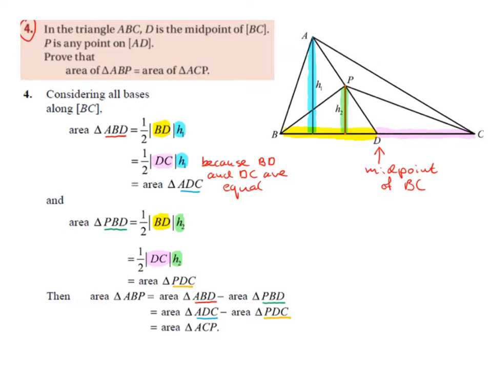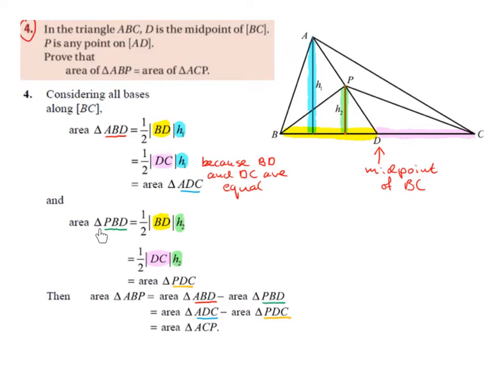And we know that BD is equal to DC, so we're going to swap the BD for DC, because BD and DC are equal, because D is the midpoint of BC, therefore BD must be equal in length to DC. So the area of the triangle ABD can be written as half times DC times H1. And this is also equal to the area of the triangle ADC, because remember, they have the same base and they also have the same perpendicular height.